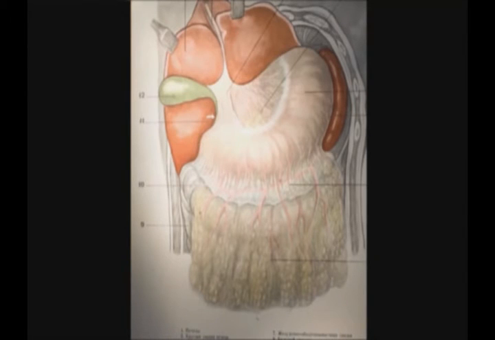Examples of internal landmarks include the hepatoduodenal ligament, and the ligament of Treitz, which is attached to the duodenojejunal flexure.